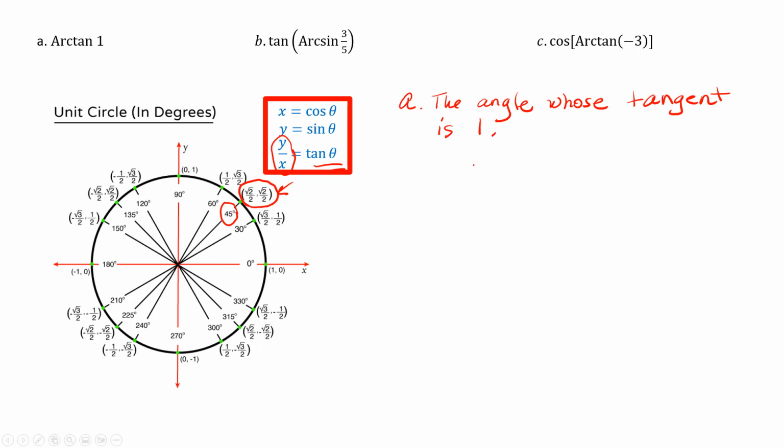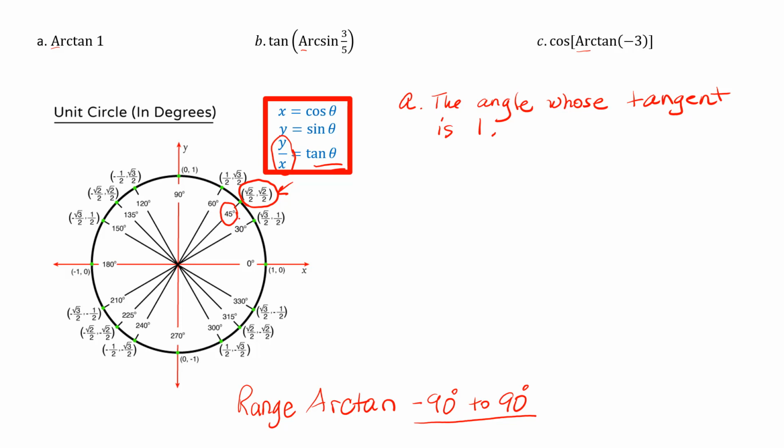Now, we have to know that each one of these inverse functions that has a capital A on it, arcsine, arctangent, arccosine, has a specific range for the answers. The range for arctangent is negative 90 degrees to 90 degrees. And so that means that our answer for any arctangent question has to be in this range. 45, which is what we just said, the angle whose tangent is 1, is 45.